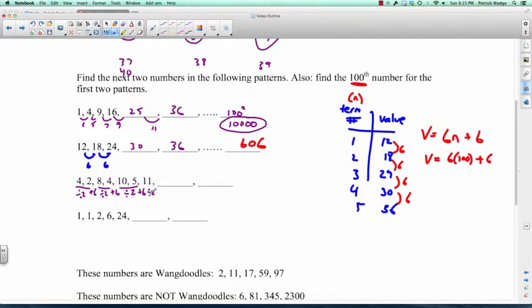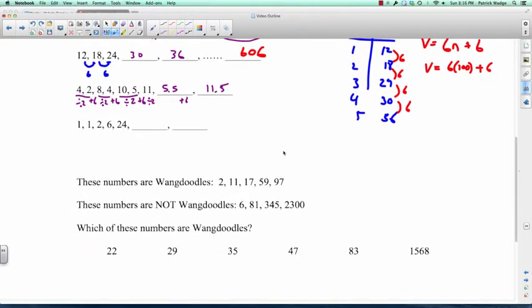Divide by 2. 11 divided by 2 is 5.5, a decimal. That's okay. Now we add 6. 5.5 plus 6 is 11.5. There's my two numbers. Thank goodness I didn't ask for the 100th one on that one. That'd be a good challenge problem. Someone figure that out and let me know.